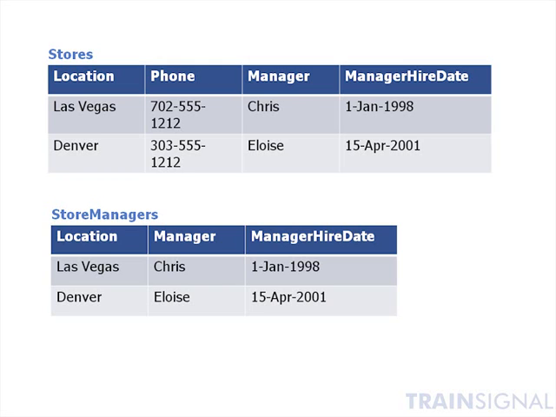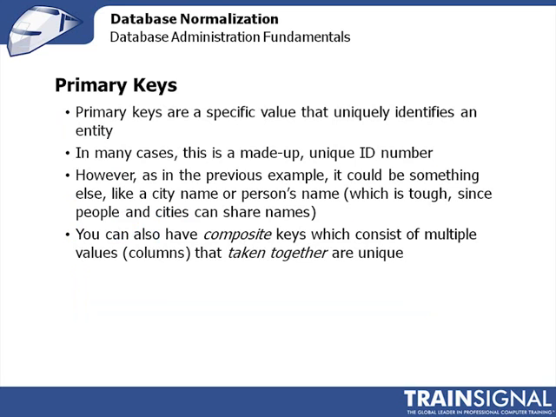Because a manager is assigned to a location, I'm linking them using the store location as a primary key. In other words, the store's location uniquely identifies the store, and so I can use that as a linking or relationship attribute in the store managers table. So I've used the word primary keys a couple of times, and I guess I should explain what they are. A primary key is a specific value that uniquely identifies an entity.